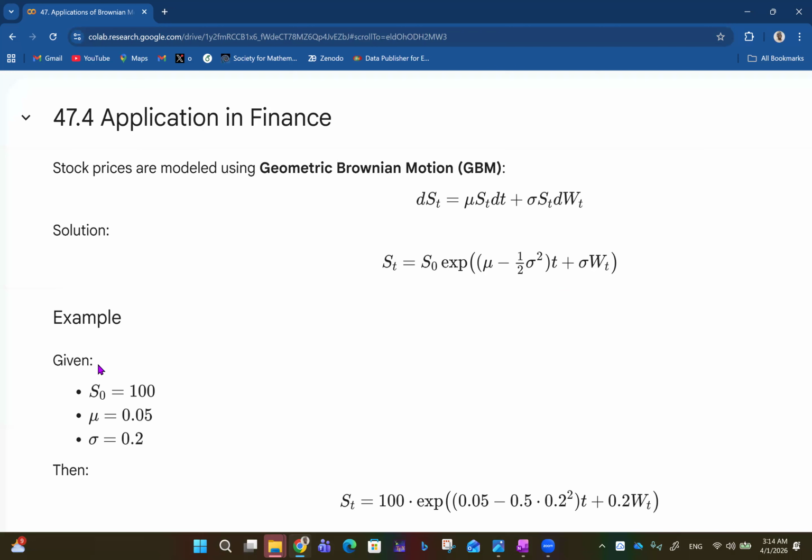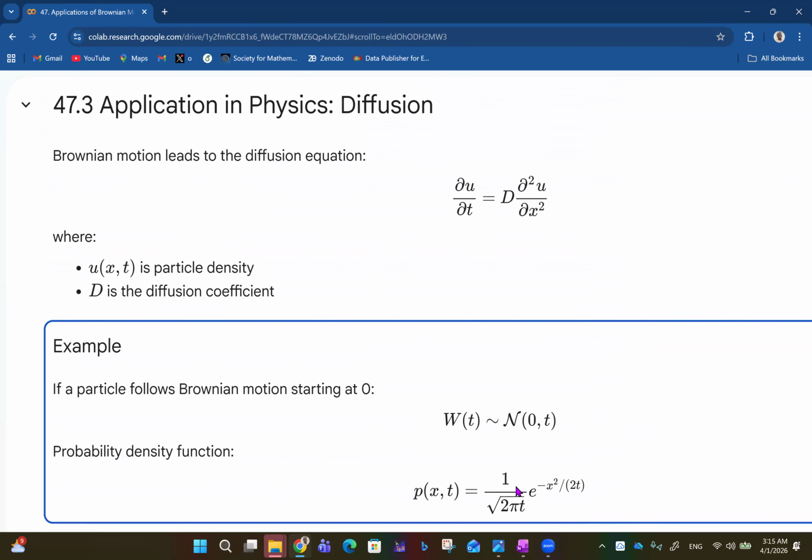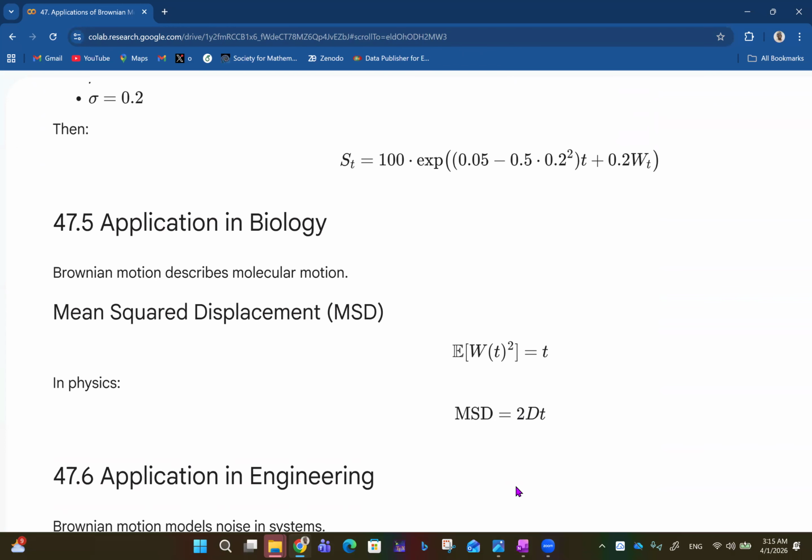An example of that is this. Given S naught equals 100, mu is 0.05, and sigma is 0.2, then you can say that S of t is 100 exp of 0.05 minus 0.5 times 0.2 squared t plus 0.2 W sub t. Of course, following all this formula, all of that can be tidied up. So you have application in physics, you have it in finance for stock prices, and you have it in applied biology.